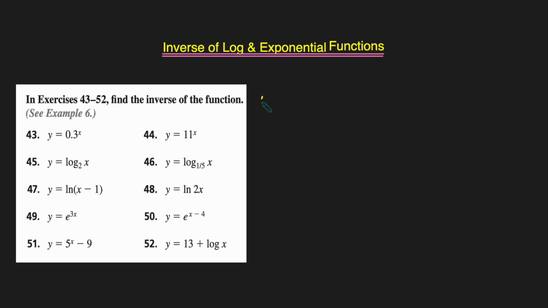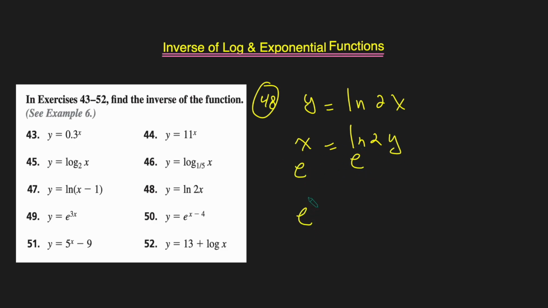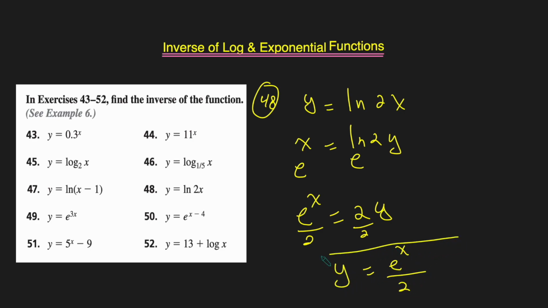Problem number 48. I have y equals the natural log of 2x. x equals the natural log of 2y. I raise this to the e, and I raise this to the e, and now I have e to the x equals 2y. I divide both sides by 2, and I end up with y equal to e to the x over 2.